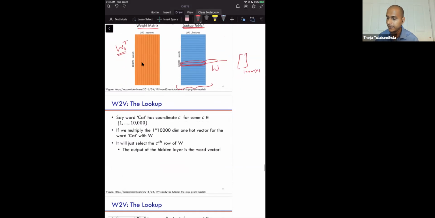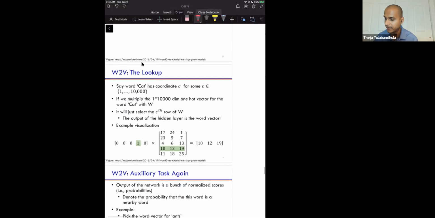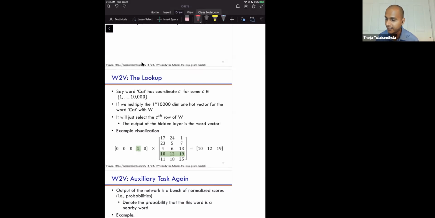Let me just look at this slide. What I explained earlier is just recapped here. If you multiply this row vector for, let's say, cat instead of ants, then you're just picking up some row in that W matrix, and that row will be passed on for future processing. As in, that row will be multiplied with the next matrix corresponding to the output layer, and then you'll get the scores, and then you'll see whether the score for the nearby word is high or low.